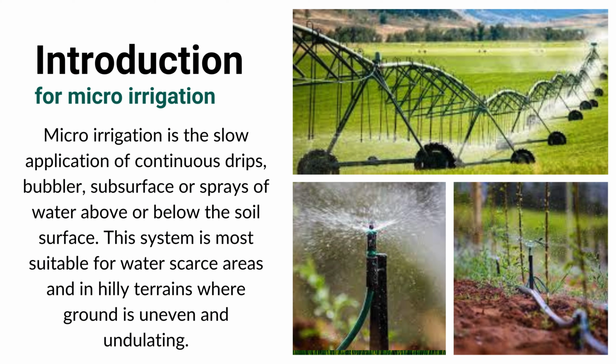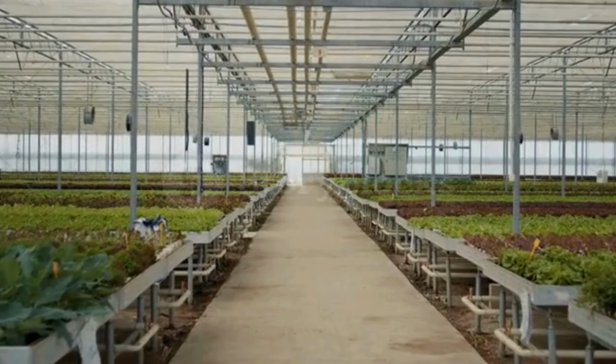Micro-irrigation is the slow application of continuous drips, bubbler, subsurface, or sprays of water above or below the soil surface. This system is most suitable for water-scarce areas and in hilly terrains where ground is uneven and undulating.